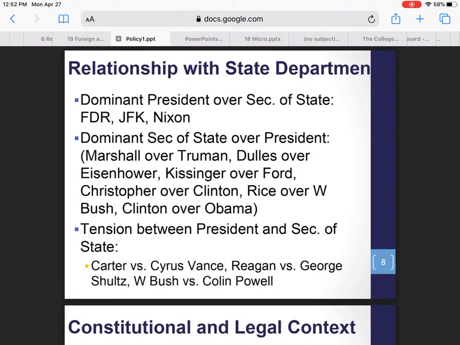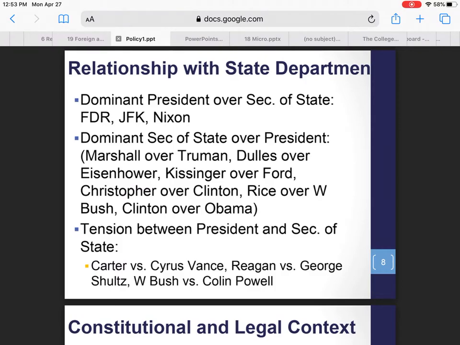With that being said, who leads the State Department is critical when it relates to foreign affairs. Sometimes you get a president who can really push around their State Department, really dominating the Secretary of State. Other times you get secretaries of state who have a lot of power over the president, particularly if you have inexperienced presidents and experienced politicians.